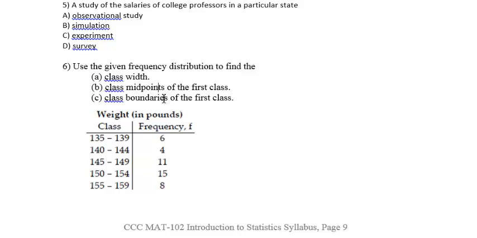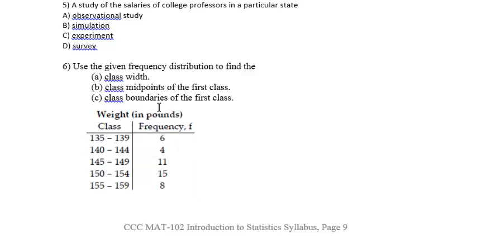Class midpoint of the first class, well, that's easy. The first class is 135 to 139. What's in the middle? Well, the answer, of course, is 137. You've got 135, 136, 137, 138, and 139. The value in the middle is 137. You can also take the average of 135 and 139, add the 2 together and divide by 2. You're going to get 137 either way.